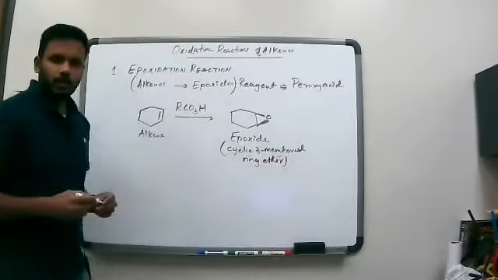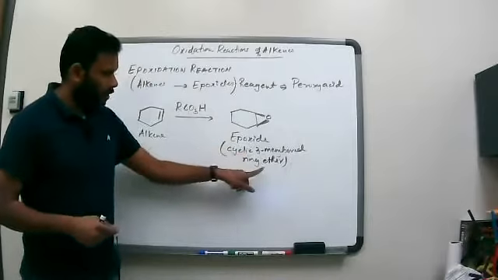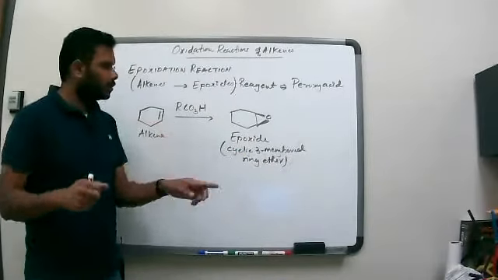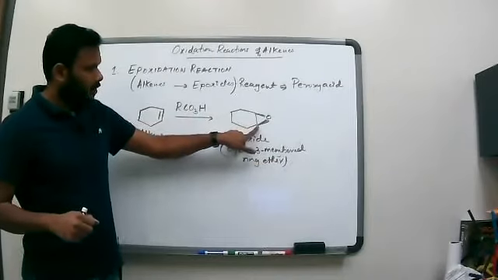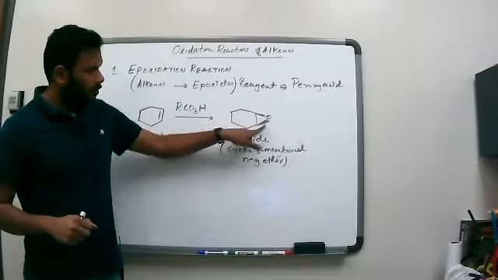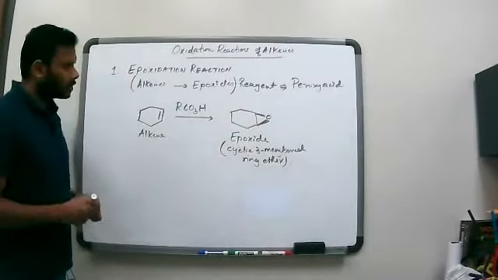Not any cyclic ether is an epoxide, but remember, ethers are when you have an oxygen between 2 carbon containing groups, and that's what we have here. We have an oxygen here, and there are 2 carbon containing groups. They're part of a 3-membered ring. So that's what an epoxide is.